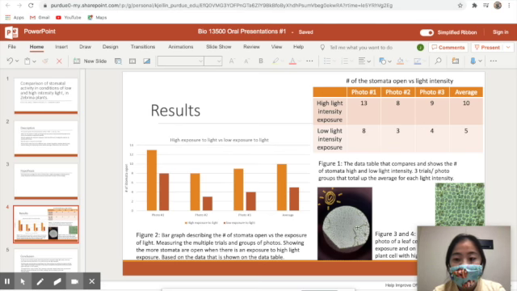And to our bottom right here, these are the types of photos that we analyzed, giving credit to the lab group that took these photos. And through this, we counted the number of stomata open, and this is our results. And now I'm going to give it to Carson, who will be explaining to us our conclusion.